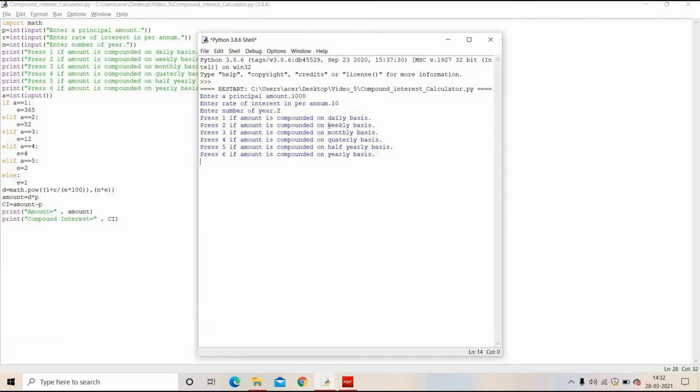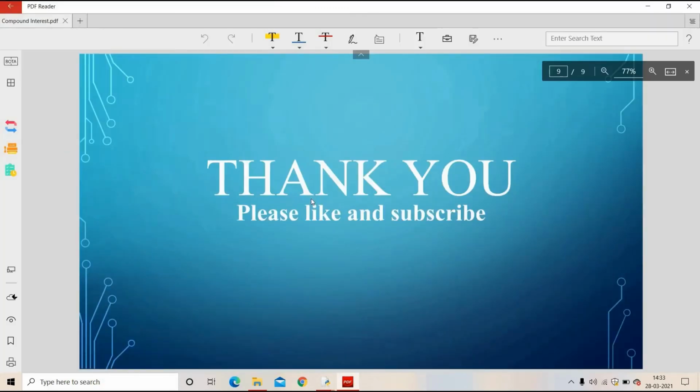So now my calculator is asking that press 1 for daily basis, 2 for weekly basis, 3 for monthly basis, 4 for quarterly basis, 5 for half yearly basis, 6 for yearly basis. Let's compute for press 4 for quarterly basis. So I will press 4. So you can see that it has computed the amount and compound interest after 2 years when it is compounded quarterly.